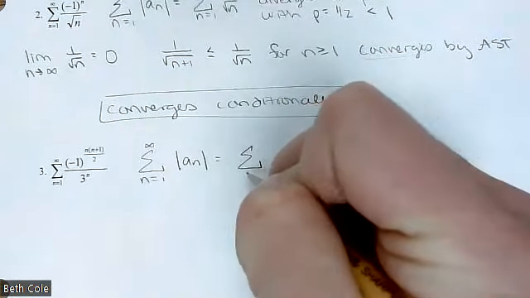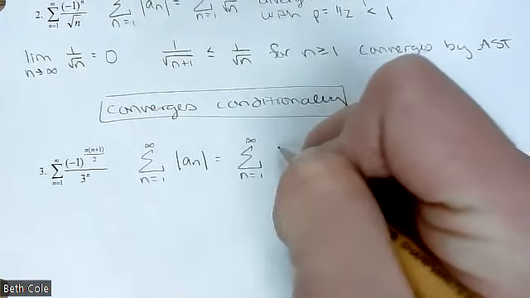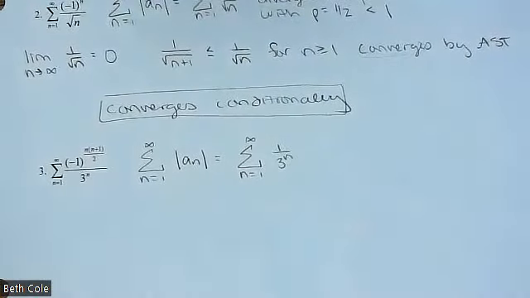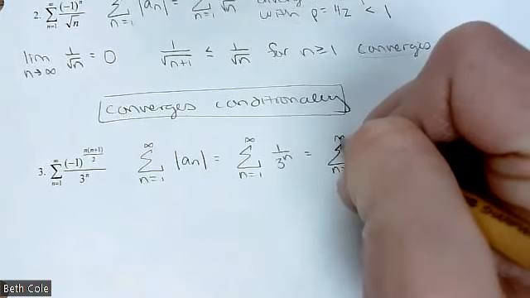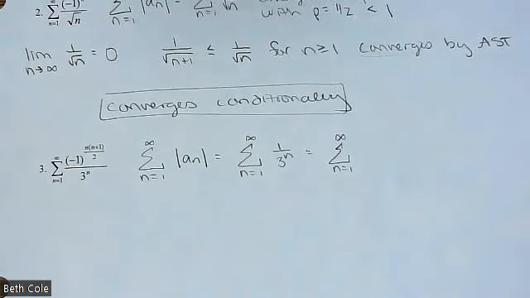So the absolute value would just be 1/3 to the n. And I would actually rewrite that a little differently so that you can kind of see what's going on better. Can you think of another way I can write 1/3 to the n? Because we can make it look like one of our familiar series.